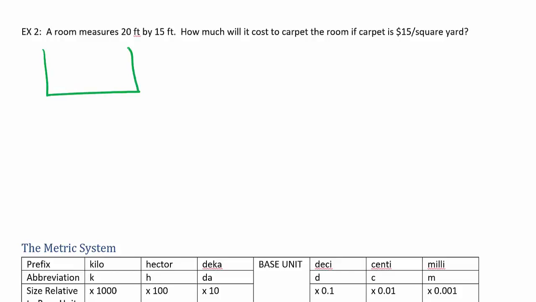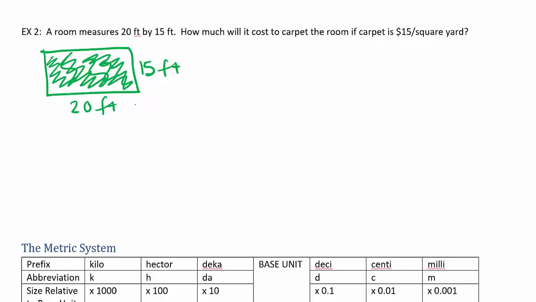This problem involves area. We have a room that measures 20 feet by 15 feet, and we want to know how much it will cost to carpet the room. So we're talking about laying carpet on the inside of that room. The carpet goes in the area of the room, the inside of the room. And we know that the carpet is $15 per square yard.